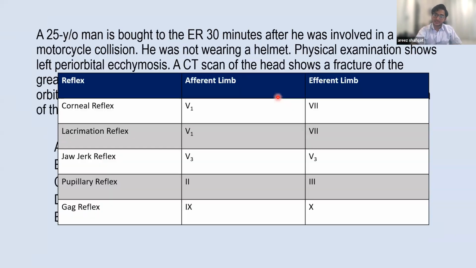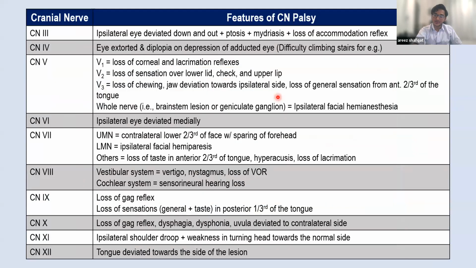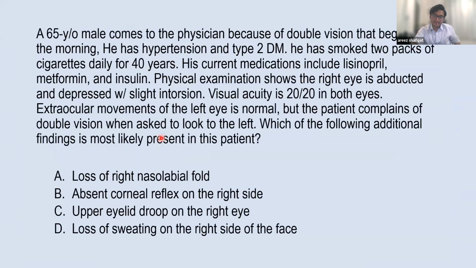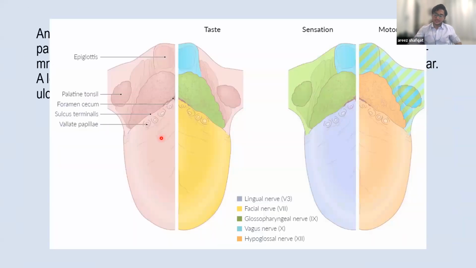So we're done with cranial nerves. Does anyone have any questions or any confusion regarding cranial nerve palsies? I put this table up for you guys to revise. If you have any questions from this table, you can ask. Or can we move on to the brainstem? Sensory and taste for anterior, posterior again for the tongue. Okay.